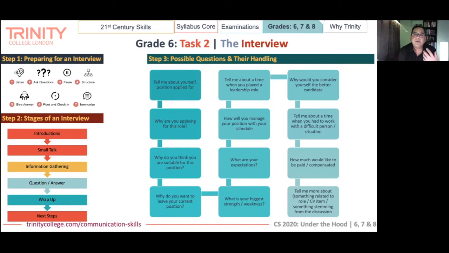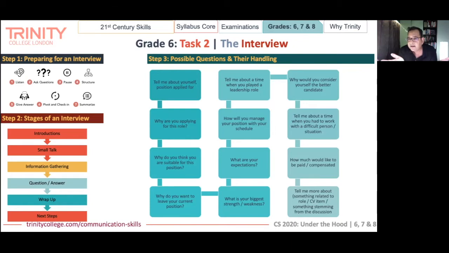Now, as far as working with students on what kind of questions to expect, I've laid out a few questions just as guidance. Things like, tell me about yourself or the position, or why do you believe you're suited for this position? Or most importantly, how much would you like to be paid or compensated? Always a very, very tricky question. Another tricky question is, why would you consider yourself the better candidate?